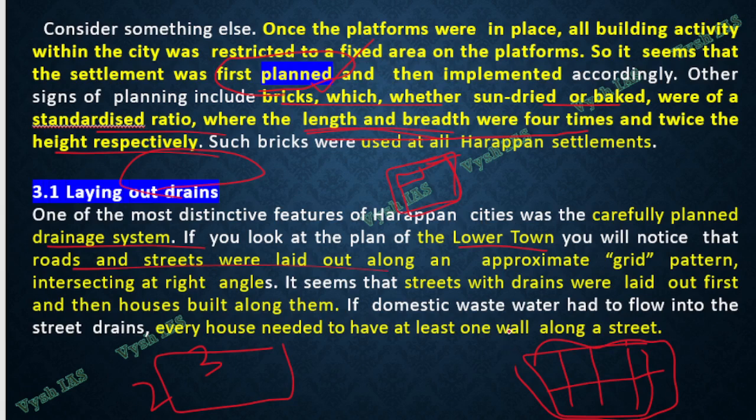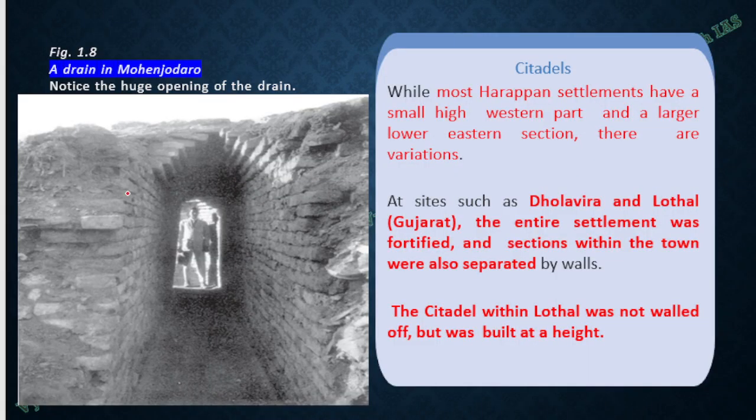Along the street, every house needs to have at least one wall along the street. That is how they made it. It will not be attached inside, or one house touching the other house. It's not like that. Properly there is one wall along the street through which it can exit to the main drainage. See one picture, a drainage in Mohenjo-daro, a huge opening. See, one full man's height it is. So that well planned it was.